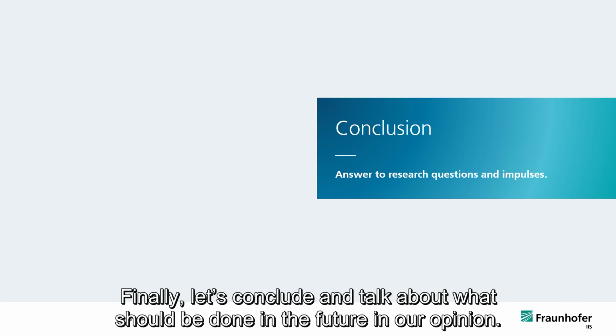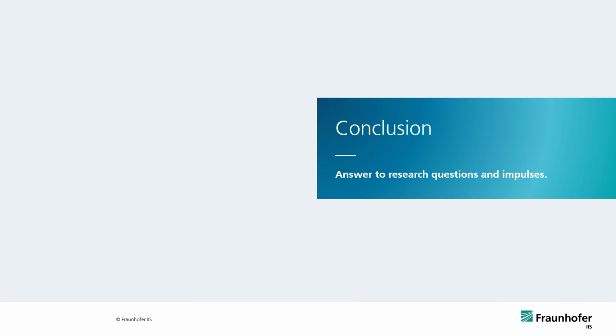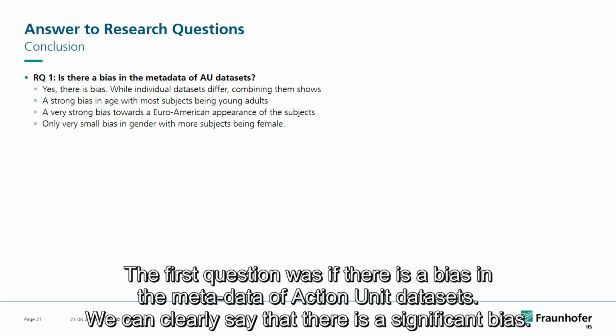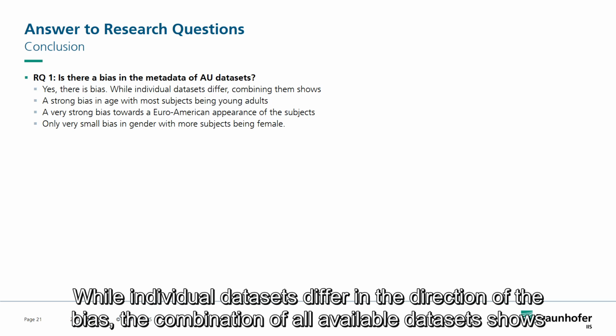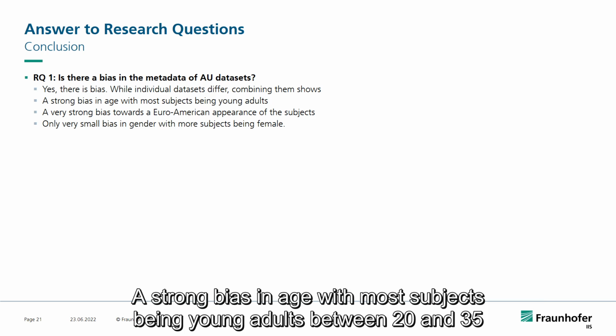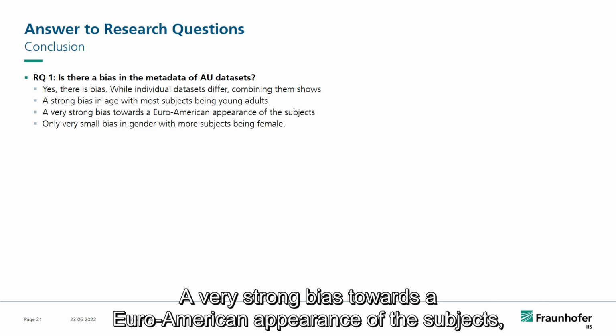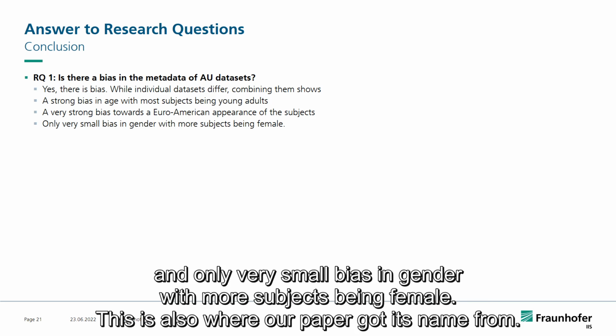Finally, let's conclude and talk about what should be done in the future in our opinion. The first question was if there is a bias in the metadata of action unit datasets. We can clearly say that there is a significant bias. While individual datasets differ in the direction of the bias, the combination of all available datasets shows a strong bias in age, with most subjects being young adults between 20 and 35, a very strong bias towards a Euro-American appearance of the subjects, and only a very small bias in gender, with more subjects being female. This is also where our paper got its name from.